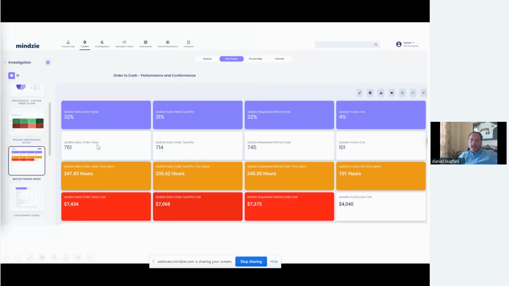In Mindsy, we look at that as wasted man hours. So we have a report right out of the box that can show you every step of the process, update sales order value or update sales order quantity, how many man hours are being wasted at each one of those steps, how many resources it takes to do those steps, what's the cost of those resources, and what's the total dollar amount that's being wasted by waiting or bottlenecks or rework in every step of that process.